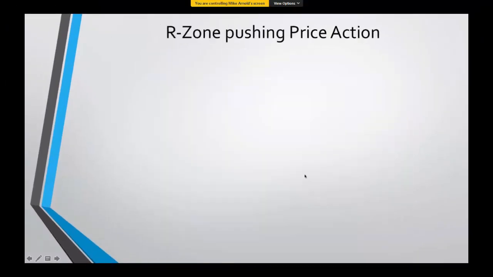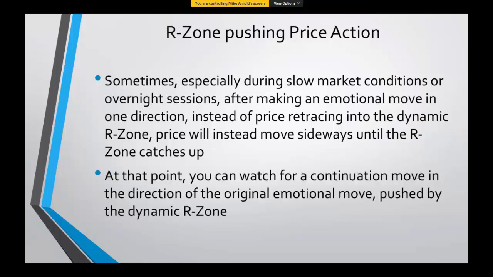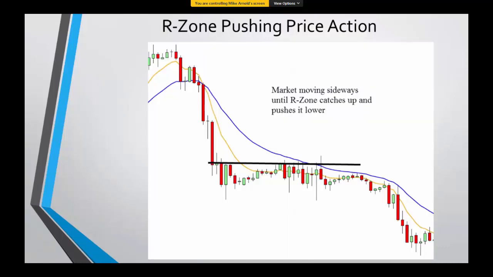We also have a concept called R-zone pushing price action. Sometimes, especially during slow market conditions or overnight sessions or any time that there's less traders active, after making an emotional move in one direction, instead of price retracing into the dynamic R-zone, price will instead move sideways until the R-zone catches up. At that point, you can watch for a continuation move in the direction of the original emotional move pushed by that dynamic R-zone. So what do we mean by that?